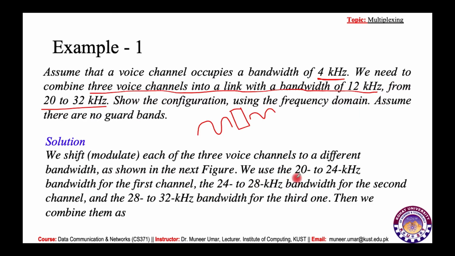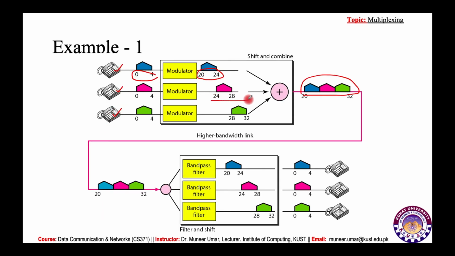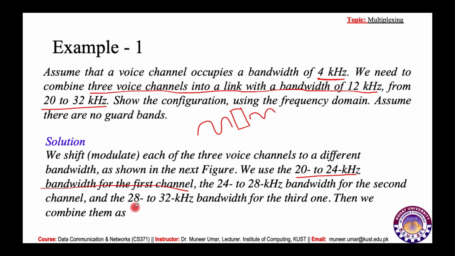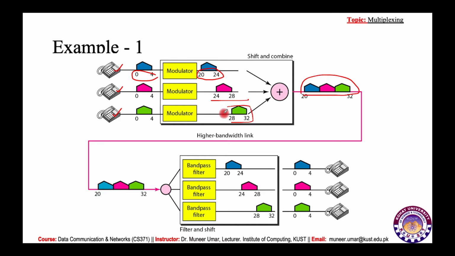We use the 20 to 24 kilohertz bandwidth for the first channel, as we did here. Then 24 to 28 kilohertz bandwidth for the second channel, this one, and then 28 to 32 kilohertz bandwidth to the third one, this one. And after that, we combine all these and get a multiplexed signal starting from 20 to 32, having all these bandwidths. At the receiving end, these are filtered and then demodulated, and the base ranges are obtained, which are of 4 kilohertz.